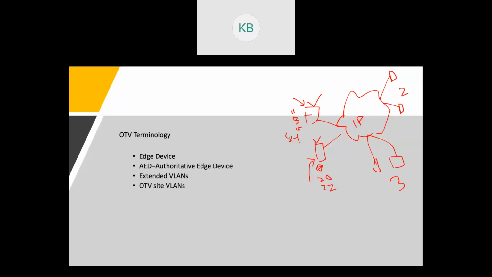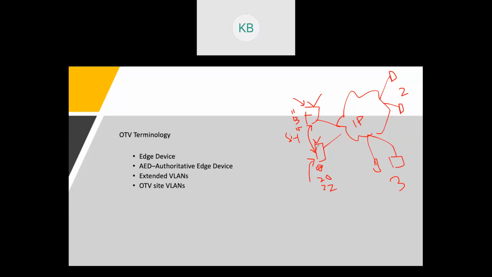OTV site VLAN. Apart from these extended VLANs, we should also have a site VLAN for each site. That VLAN will be used to make these two OTV edge devices talk to each other. Using that VLAN, these two edge devices can decide that, okay, these are the VLANs I'm going to take care of, and you're going to take care of the other VLANs.